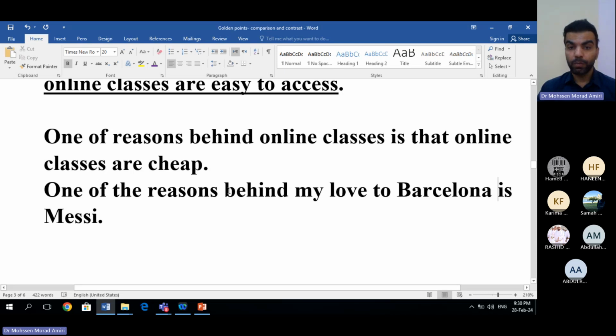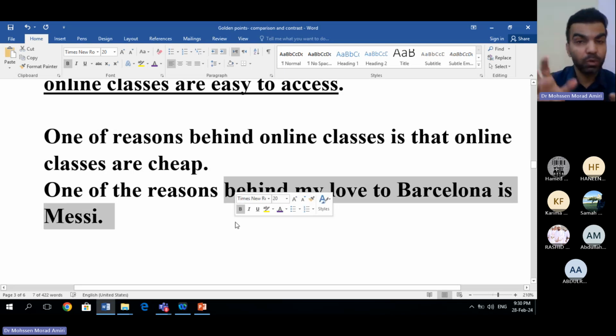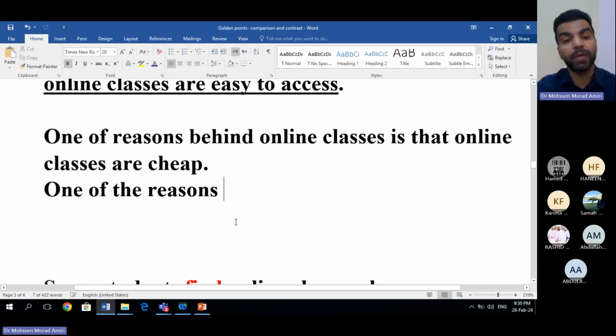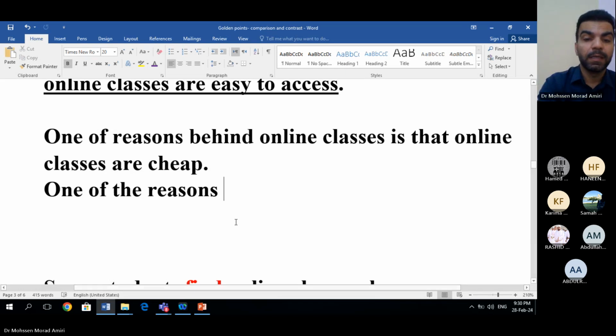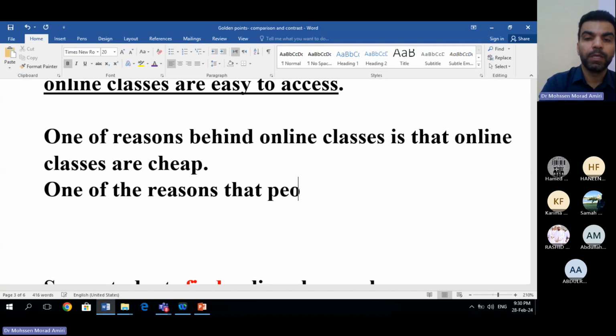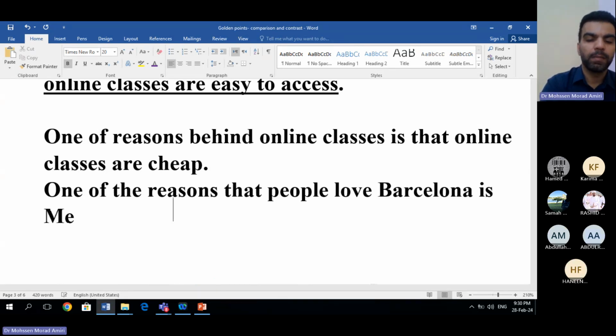Or if you want to make it easier, if you don't know how to write "behind", then you can write: one of the reasons that people love Barcelona is Messi.